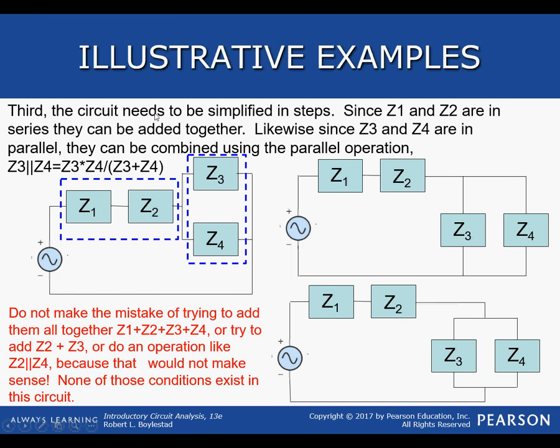Then you need to simplify the circuit in steps. Since Z1 and Z2 are in series, they can be added together. Likewise, since Z3 and Z4 are in parallel, they can be combined using the parallel operation. Z3 parallel with Z4 is the same as with resistors: Z3 times Z4 divided by the quantity Z3 plus Z4. Now again, remember, all of these are complex numbers. When we say impedance, it has a magnitude and a direction.